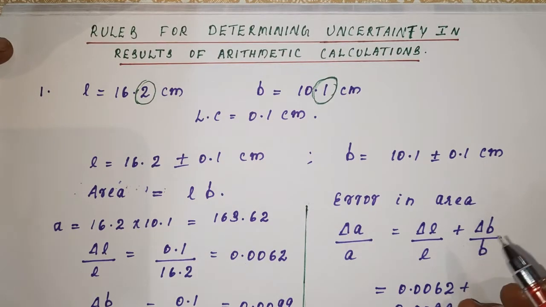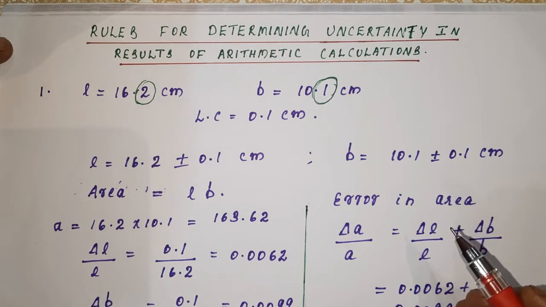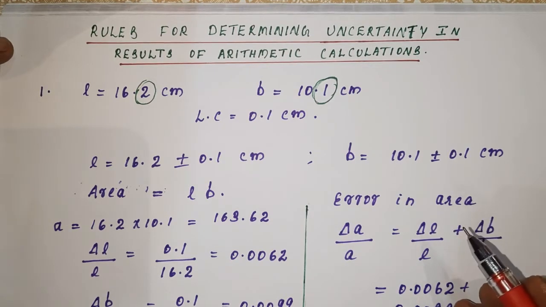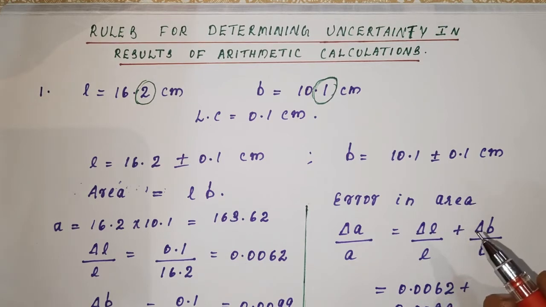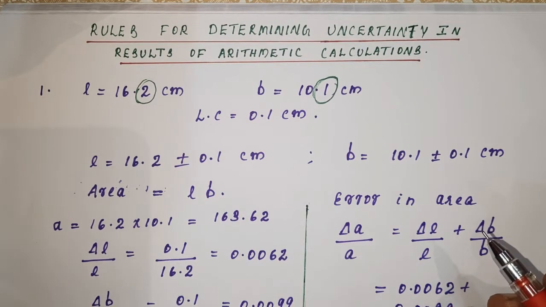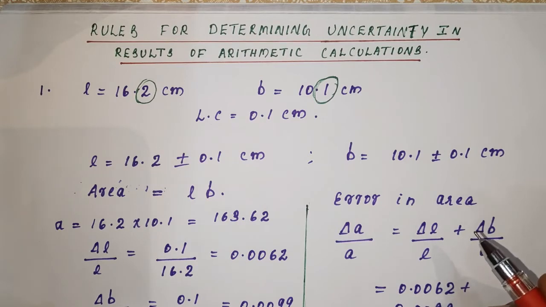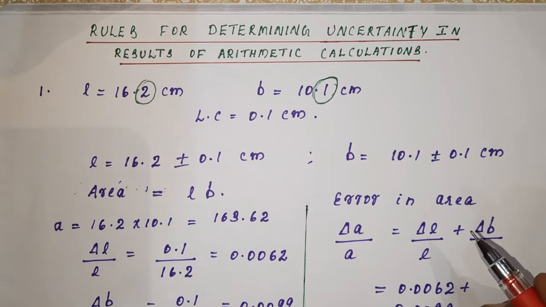Today we are resuming with the topic, that is rules for determining uncertainty in results of arithmetic calculations. We already discussed the general rules for doing calculations with due regard to significant figures. So with some examples we are proceeding. The first rule we will explain with the help of an example, to find the uncertainty or error in a calculation.